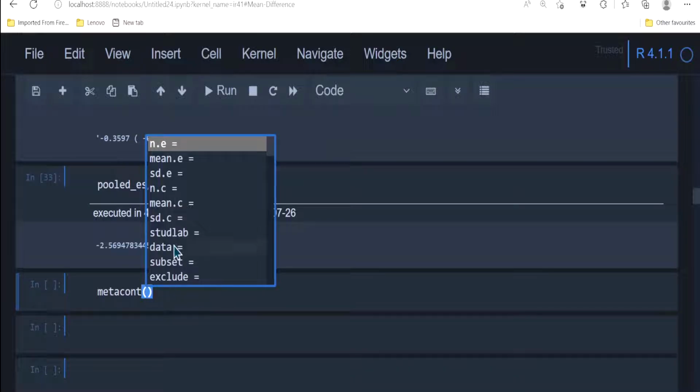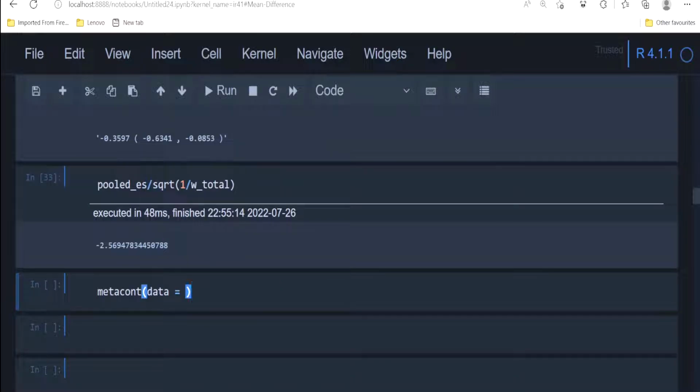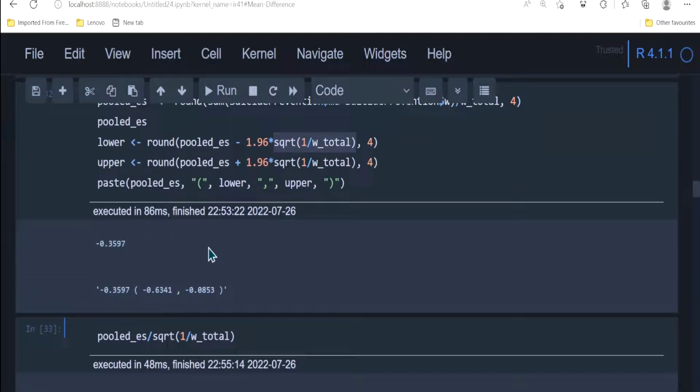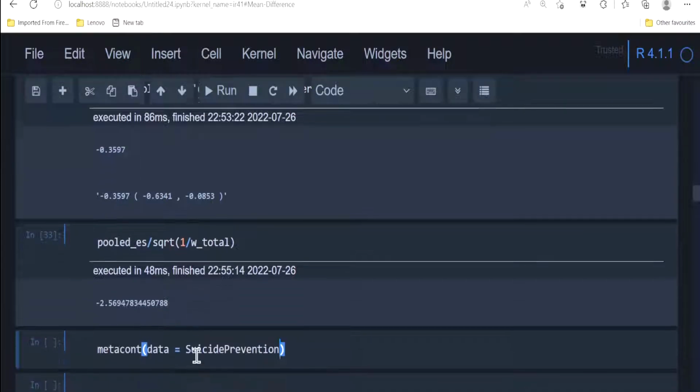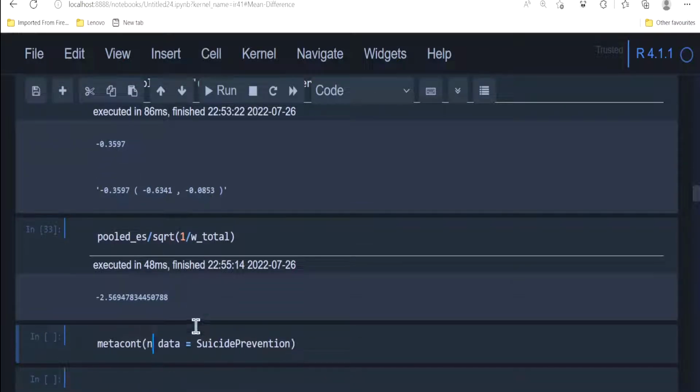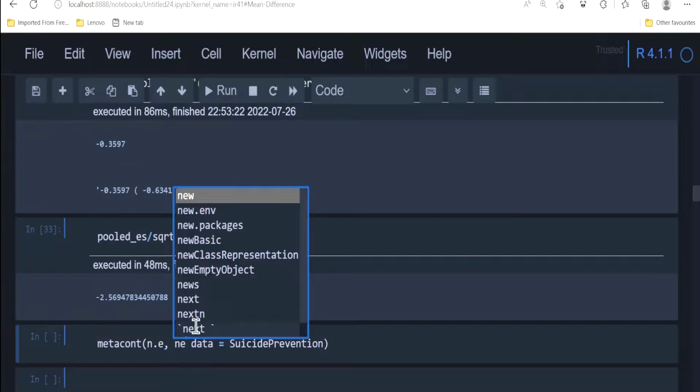Okay, so we also can define data. Let me define the data, and actually I can simply use, okay, the data will be suicide prevention. We already have that, so let me just take that one here, and then after that I can simply define the other ones. So maybe here, first one is NE, NC, total number of people in the experimental group and total number of people in the control group.